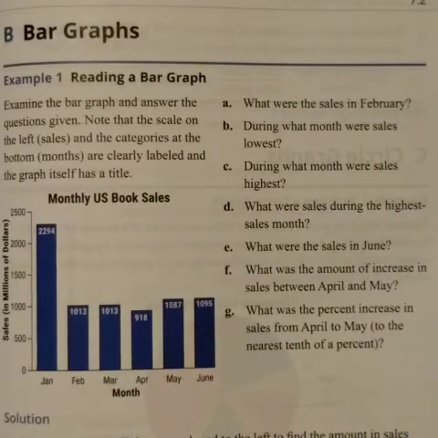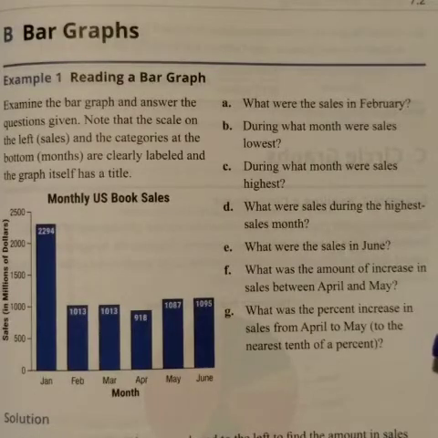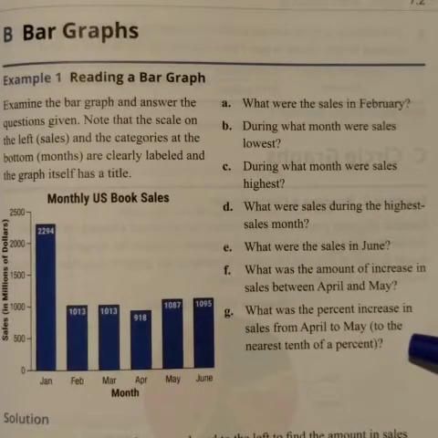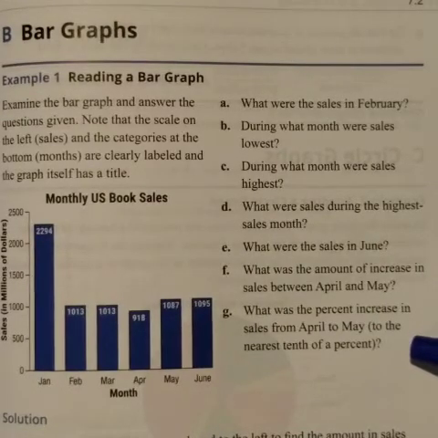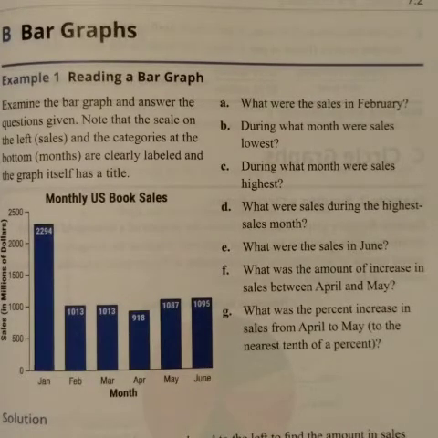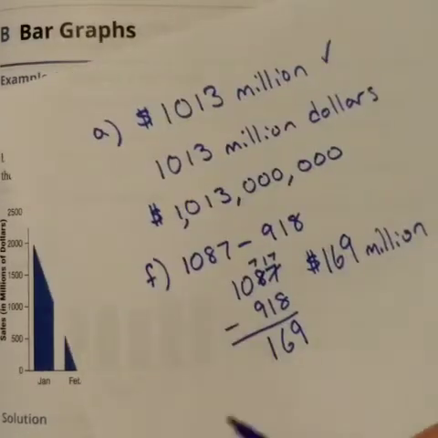All right, and then finally here it says, what was the percent increase in sales from April to May to the nearest tenth of a percent? So remember, a percent increase is where you take the increase and divide by the original amount. So that's part G.